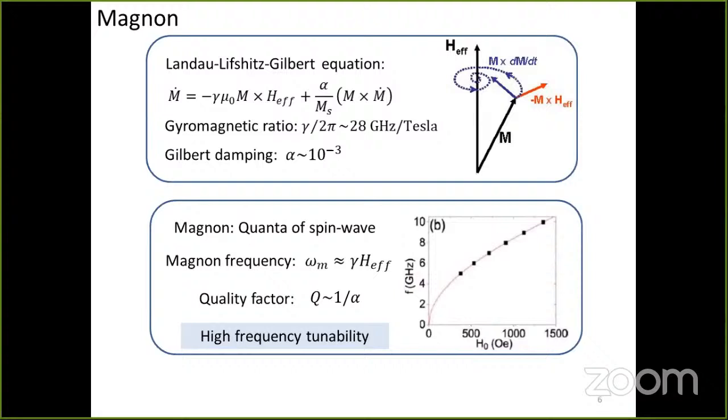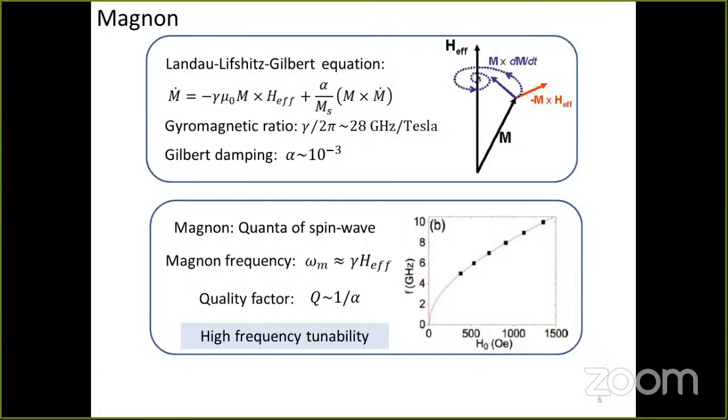So the advantage of using these magnons is their frequency. You can see here that the magnon frequency is plotted as a function of the external magnetic field, and we have a linear dependence between this frequency and the magnetic field. So the frequency goes like this. So we have a high tunability of the magnon frequency.